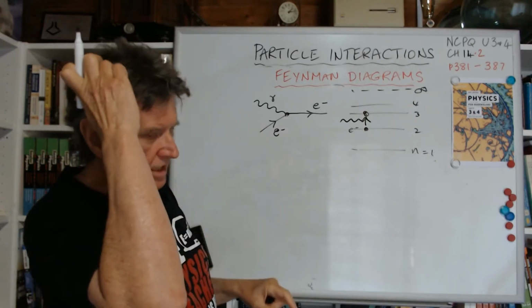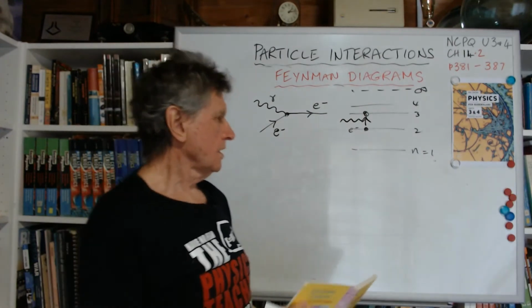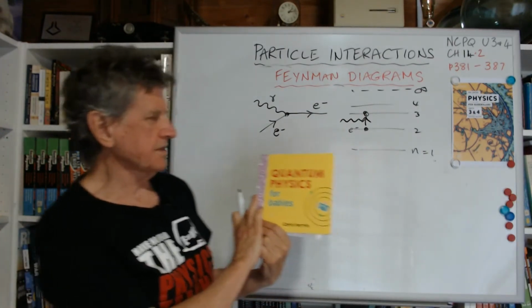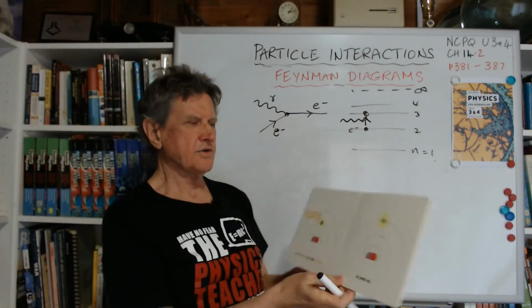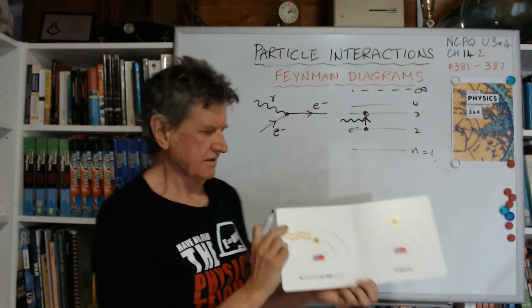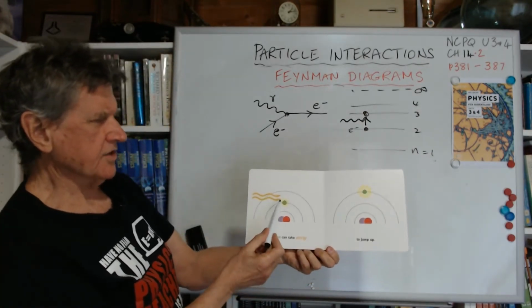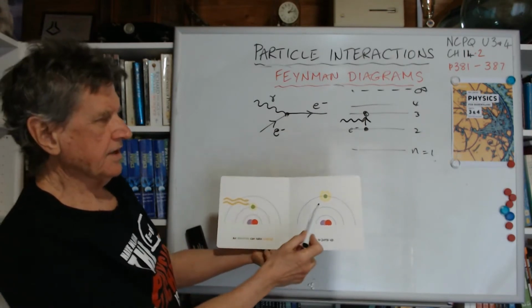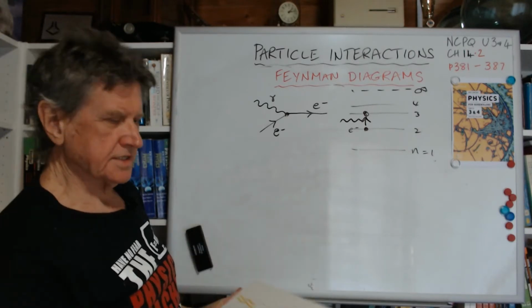Now it's not that hard. Look, here's a book I bought for my grandson, Quantum Physics for Babies, but I read it to my grade 12 class and I used this part here. They loved it. So here's an electron in energy level 2, and you can see the light coming in, and the electron has jumped up to the next level. Okay, so that's all that's happening there.